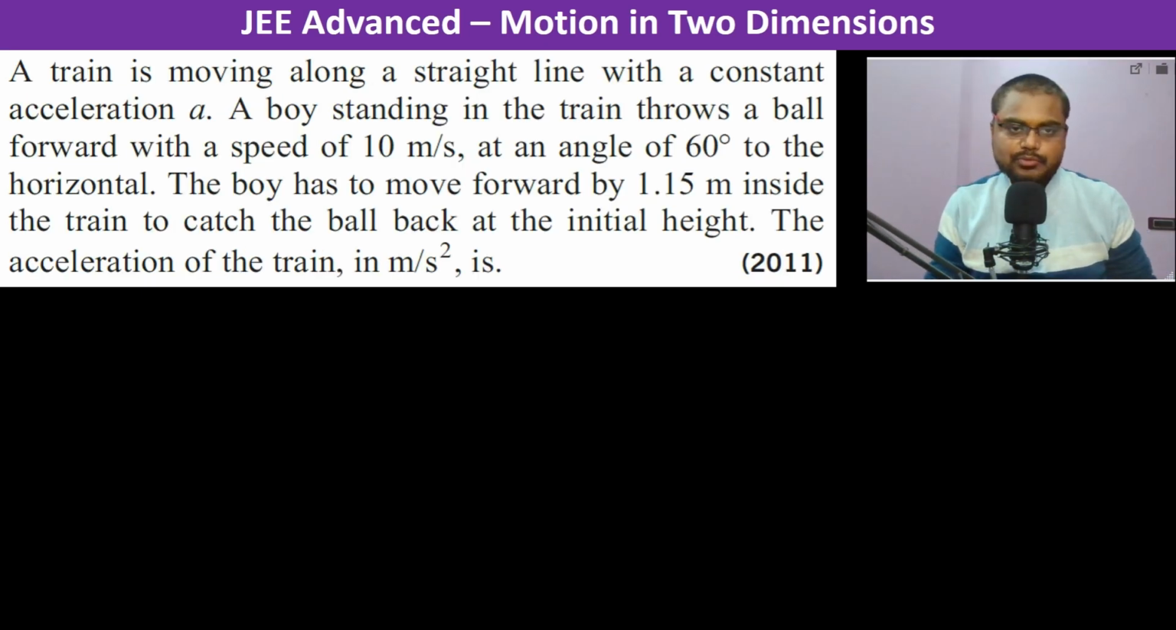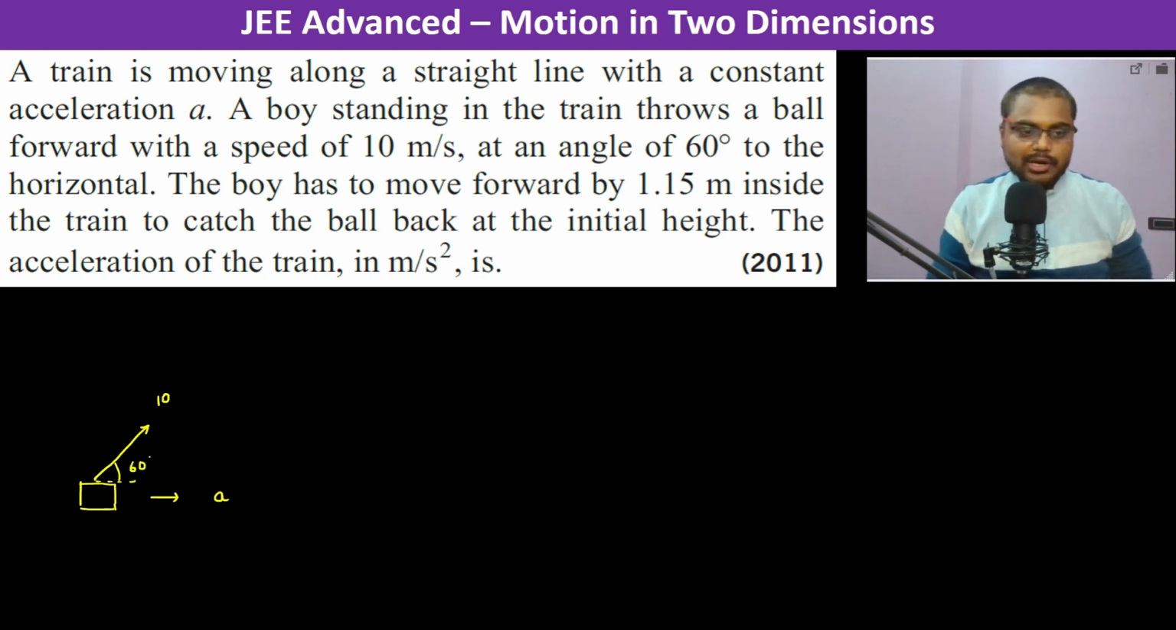A train is moving along a straight line. Okay, this is the train, it is moving along a straight line with a constant acceleration a. A boy standing in the train throws a ball forward with a speed of 10 meter per second at an angle of 60 degree to the horizontal. Okay, so this is 10 meter per second at an angle 60 degree with the horizontal. Okay, so now this is with respect to the train.